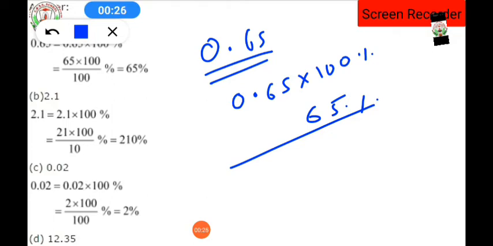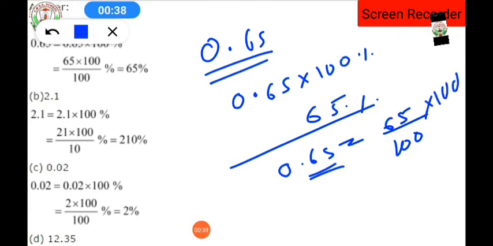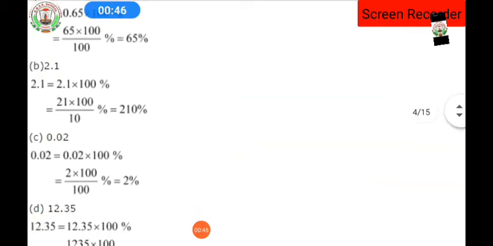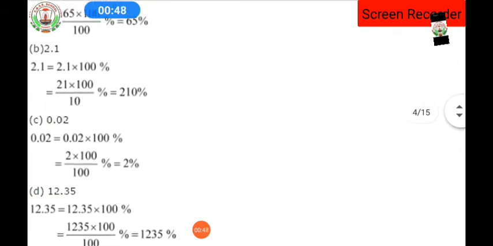Okay, the second way to solve it, that 0.65 can be written as 65 upon 100. When we are going to remove the decimal, it will become 65 upon 100. So 65 upon 100 will be multiplied with 100%. You will get the required answer as 65 itself, 65%. Okay, so whichever the calculation part you feel easy, that part you do it. Now what is the next we are having?